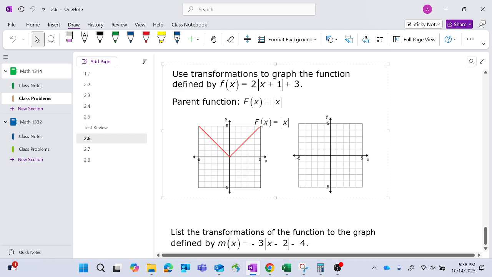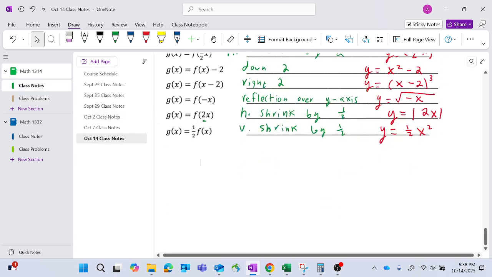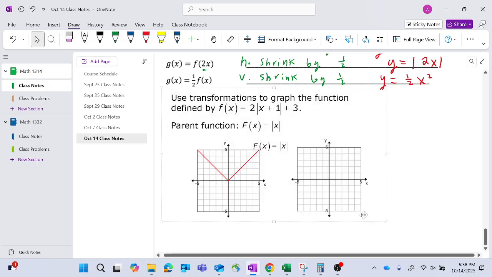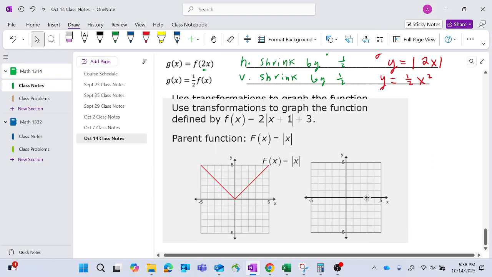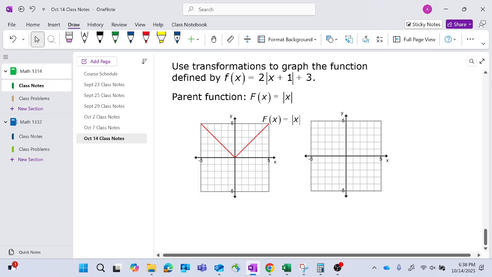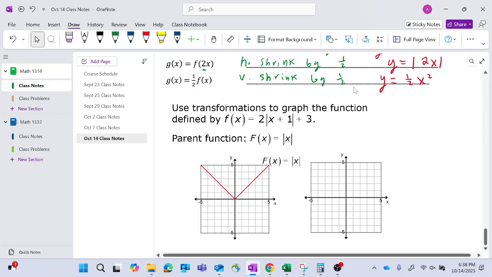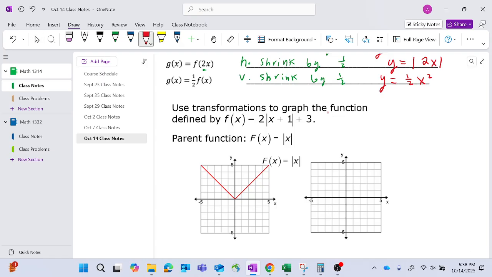Now we're going to see how we can actually graph it, I guess. Use the transformations to graph the function defined by 2 times |x + 1| + 3. The parent function is f of x equals absolute value of x, and that's what we have on the left.